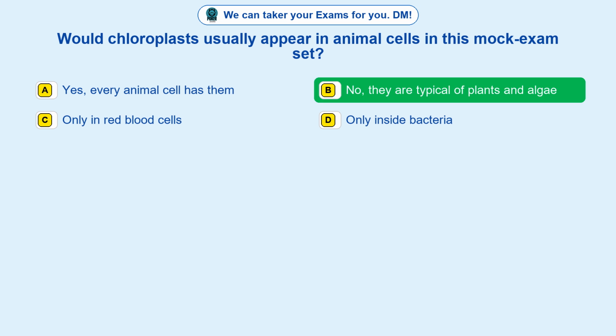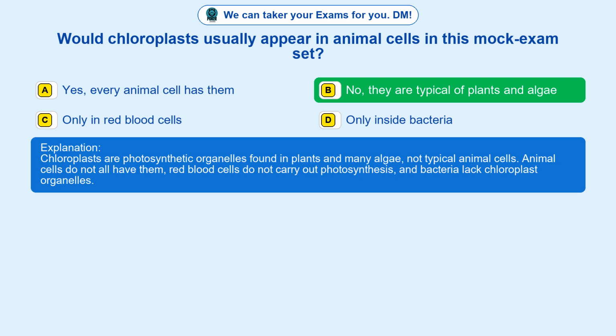The correct answer is option B. No, they are typical of plants and algae. Chloroplasts are photosynthetic organelles found in plants and many algae, not typical animal cells. Animal cells do not all have them, red blood cells do not carry out photosynthesis, and bacteria lack chloroplast organelles.